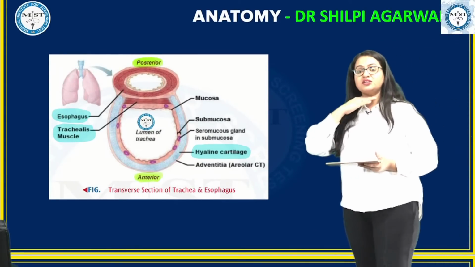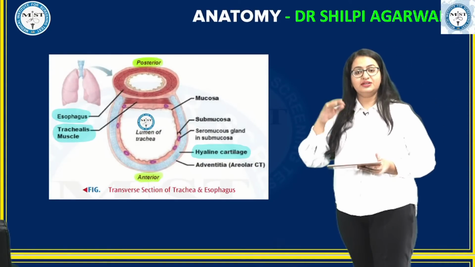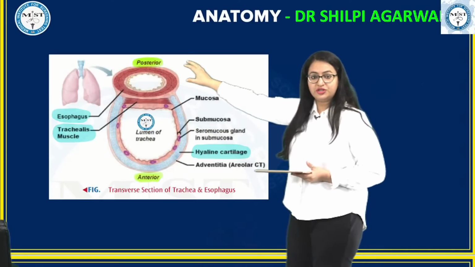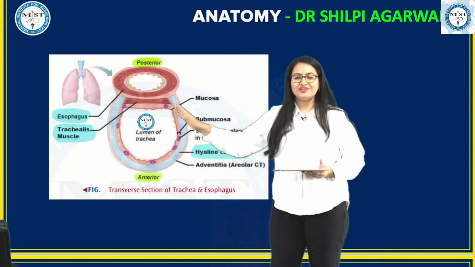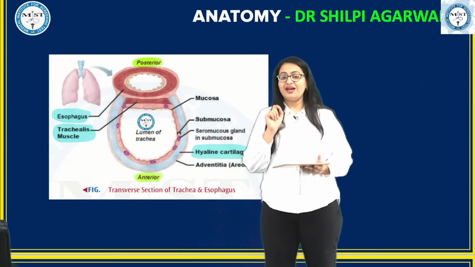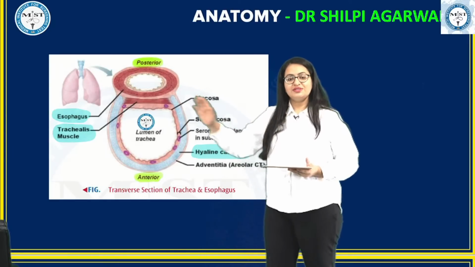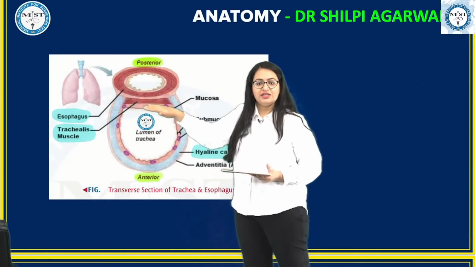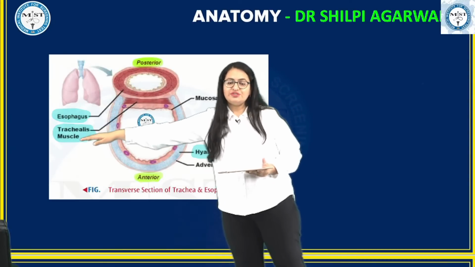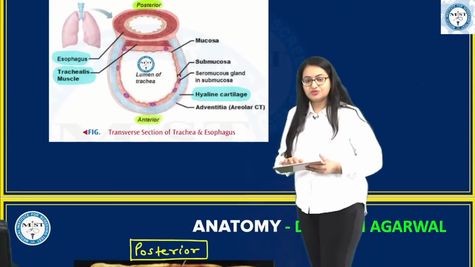Next is the transverse section over here in the neck. Trachea is in front, and posteriorly you have the esophagus. In the trachea, you have this blue colored structure. What is this? Yes, C-shaped hyaline cartilage. And if this is a C-shaped hyaline cartilage, then behind it is completed by a muscle which is the trachealis. Okay, so this is of the neck.